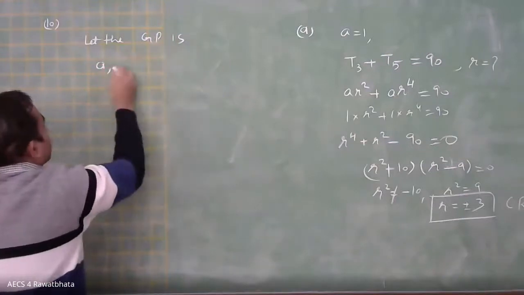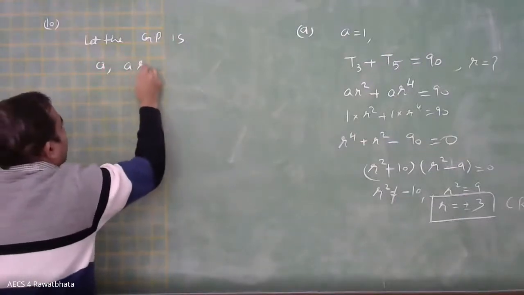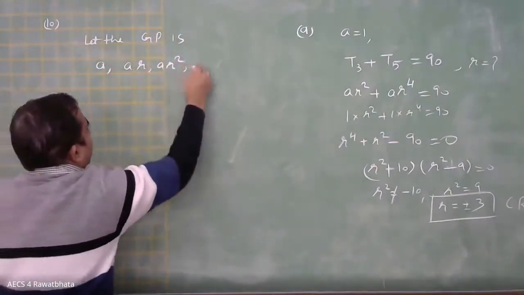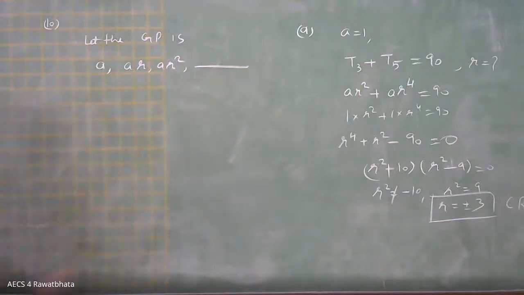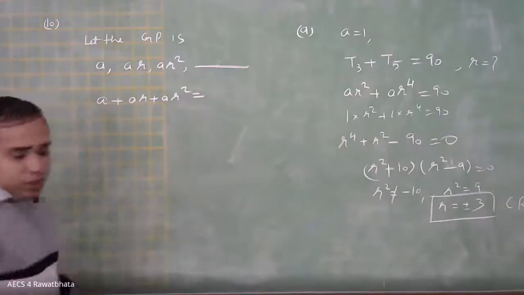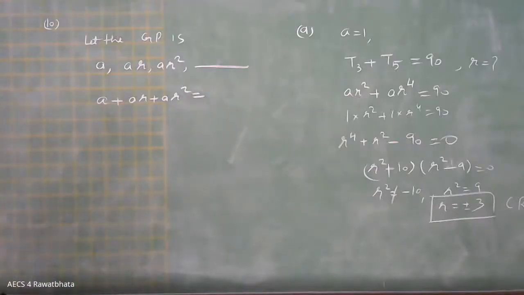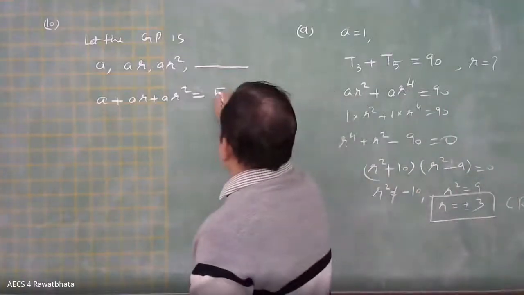First, I am assuming the GP. Let the GP be A, AR, AR square. What is given? The sum of the first three terms in GP is how much? 56. This is given. Okay.